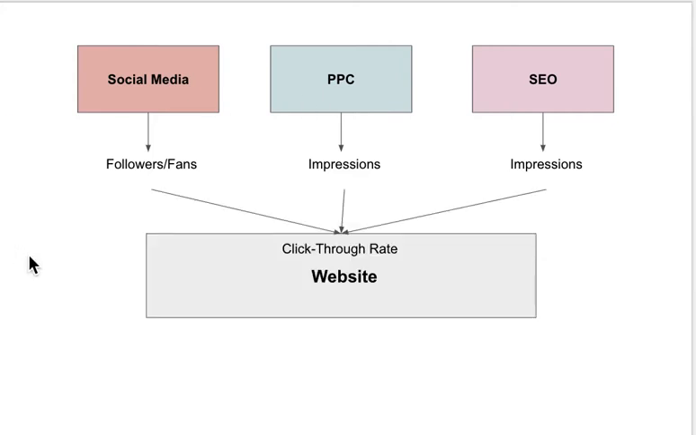Now, when we take that a step further and we follow the funnel down, now we're pushing traffic through all these mediums back to our website, right? Then we start looking at something like click-through rate. So how many people are going from your posts on social media to your website? How many people are clicking on those ads and visiting your website? How many people are seeing something in search engines and visiting your website? Click-through rate's a really important key performance indicator.